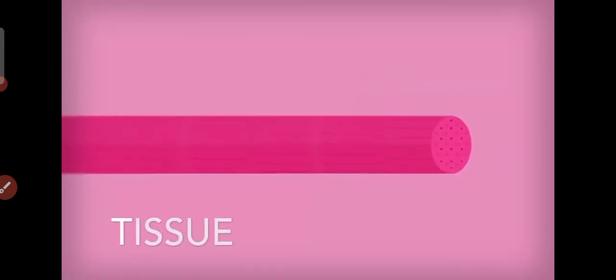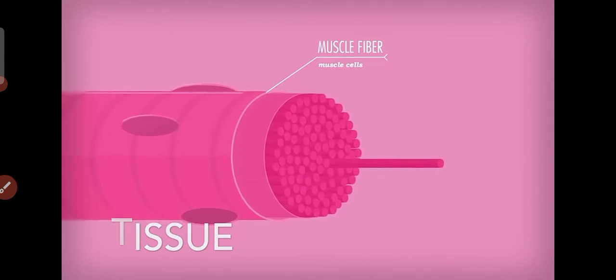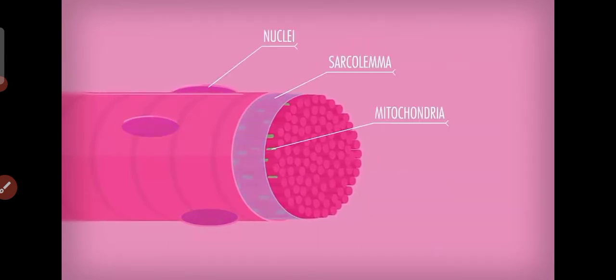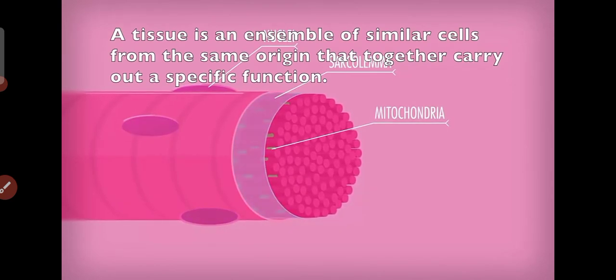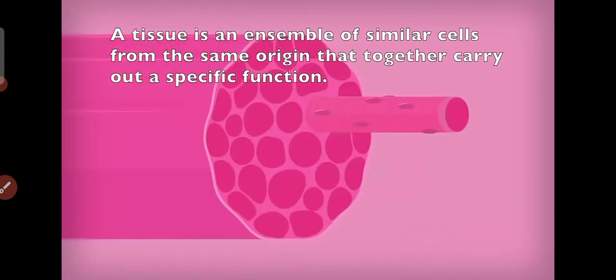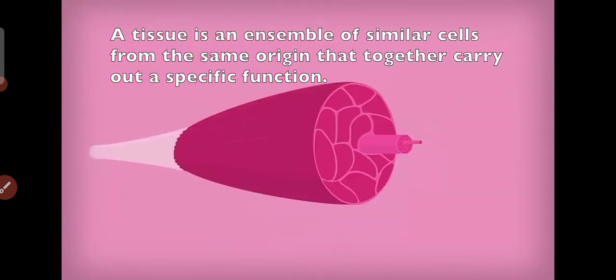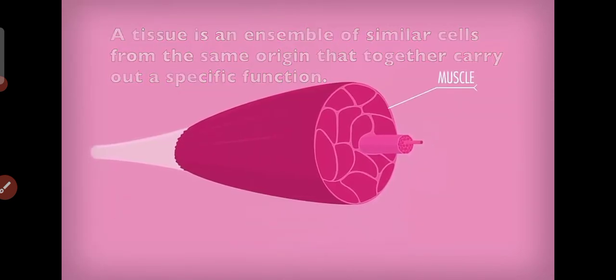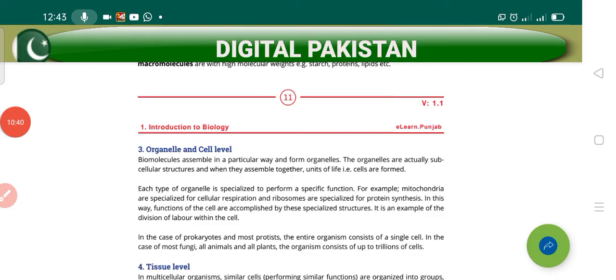When the cells join with each other, the specific cells performing a specific function are organized in a group, then they form a tissue, and the tissues perform their specific function. So students, hope you get it.